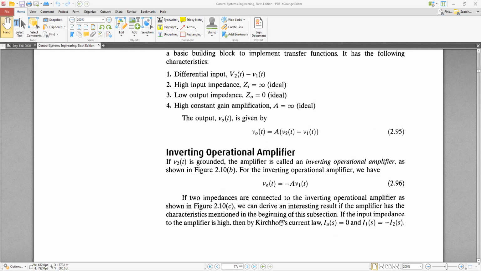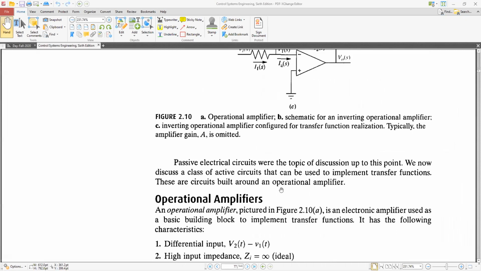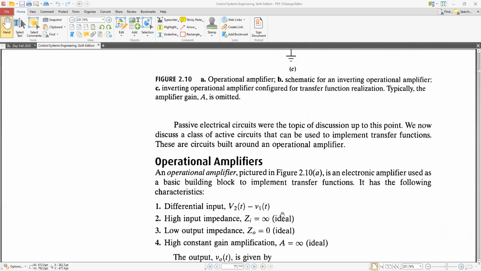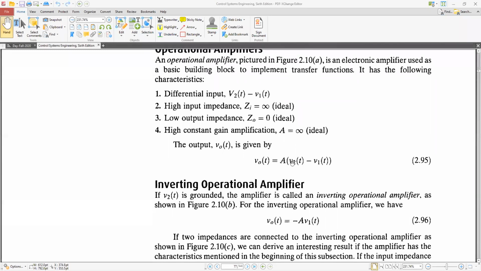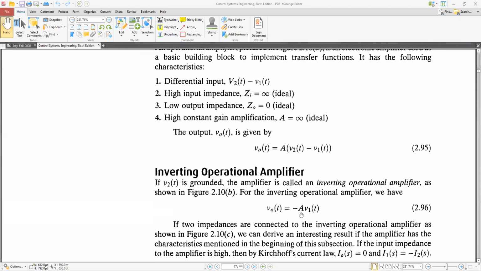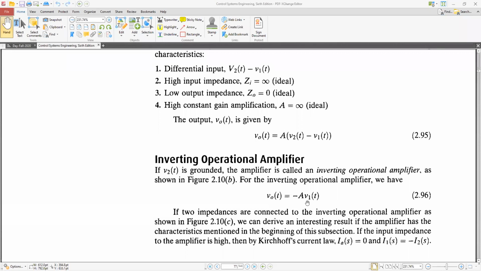Now, for the inverting operational amplifier, V2 is grounded. If V2 is grounded, the amplifier is called an inverting operational amplifier, as shown in figure 2.10b. For the inverting operational amplifier we have V naught. Since V2 is 0, it is grounded, so V naught would be minus A V1(t), where A is the gain. So V naught is equal to minus A V1(t). That is the equation for the operational amplifier.